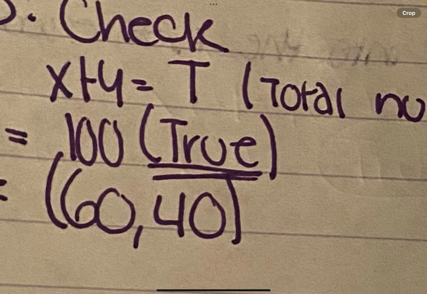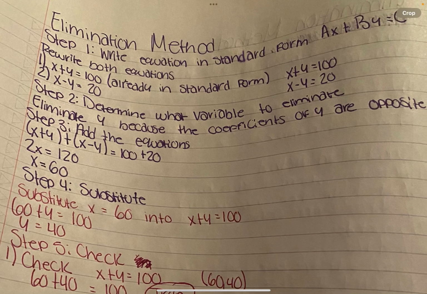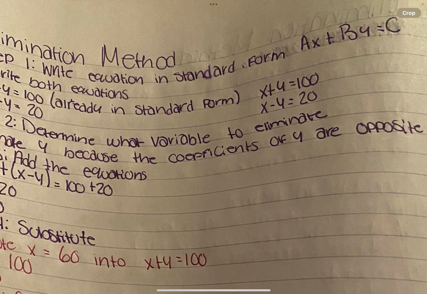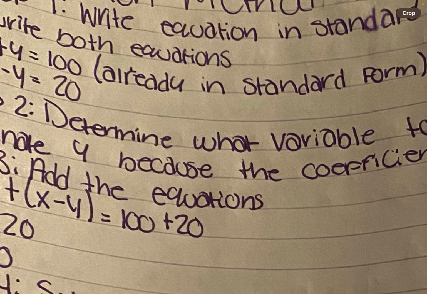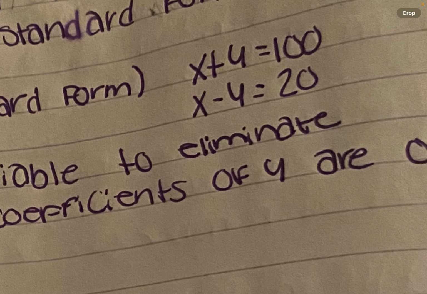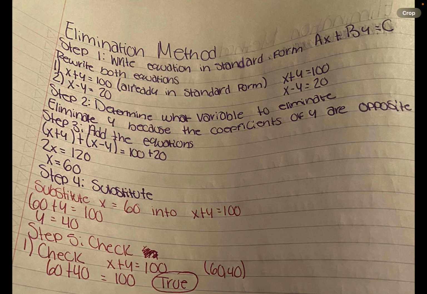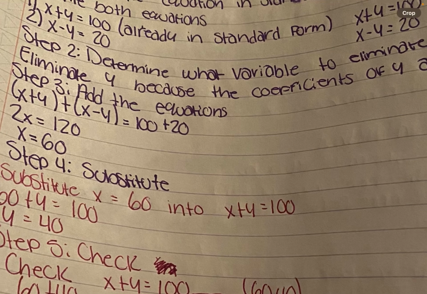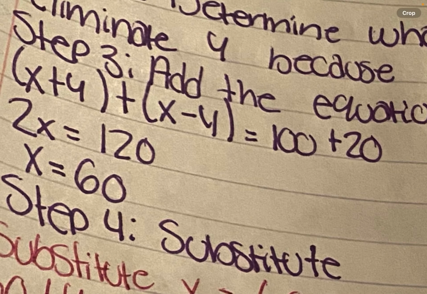The third one is the elimination method, where step 1 is to write the equations in standard form, ax plus by equals c, and rewrite both equations. So x plus y equals 100, already in standard form, and x minus y equals 20. For step 2, we're going to determine which variable to eliminate. We're going to eliminate y because the coefficients of y are opposites. And step 3 is to add the equations. So x plus y plus x minus y equals 100 plus 20.